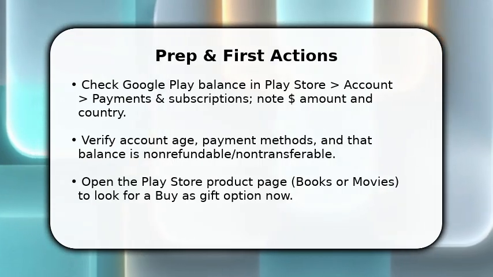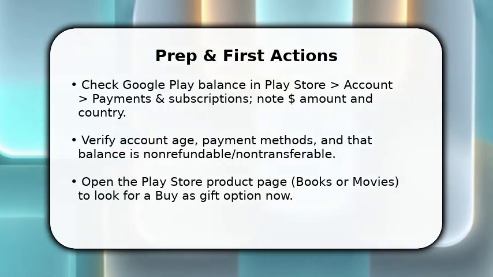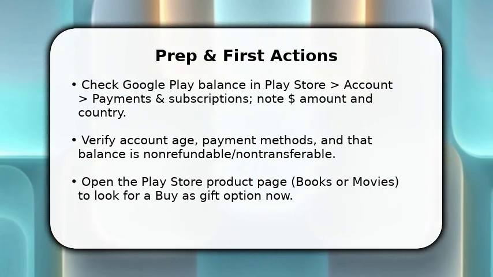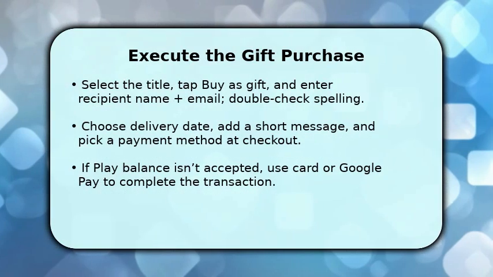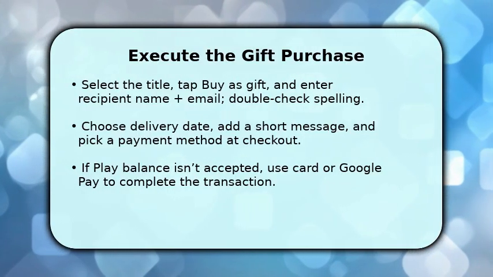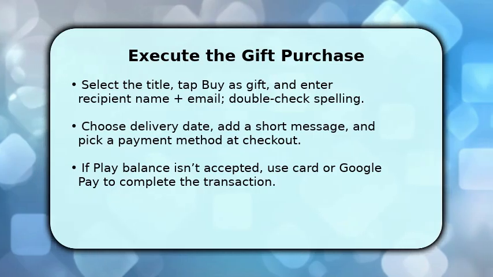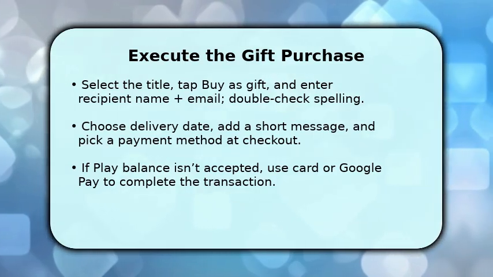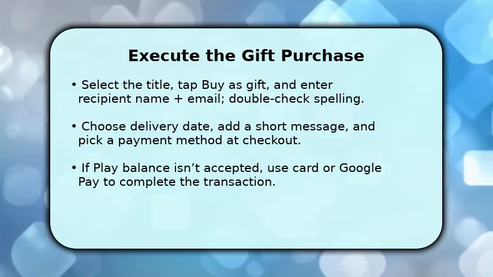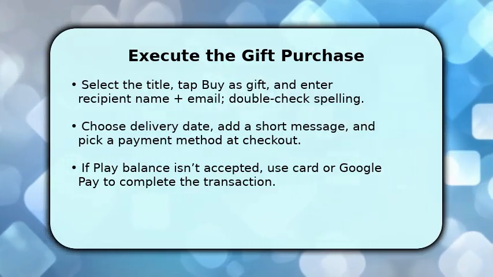If a gift option appears, tap it now and prepare recipient info. If not, pause and follow the alternate path in the next slide. Once you've chosen a giftable item, select Buy as Gift and fill recipient details clearly. This is how Google delivers it via email. Next, choose a delivery date and include a message for context. These options help the recipient recognize the email.